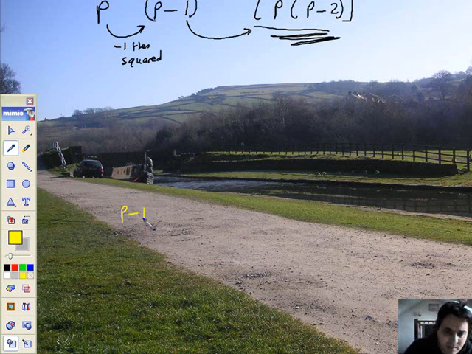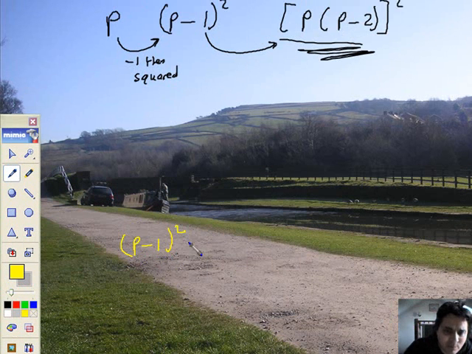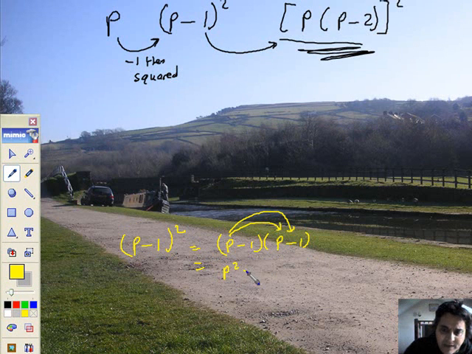So I've got p minus 1 squared. Well, first of all, let me just untrap that. I've got p minus 1, get it all out into the open, multiply by itself, that's what squared means. P times p, well that's p squared. P times minus 1, put arrows there, is minus a single p. Minus 1 times p is minus p, and minus 1 times minus 1 is plus 1. Simplifying, I get p squared minus 2p plus 1.